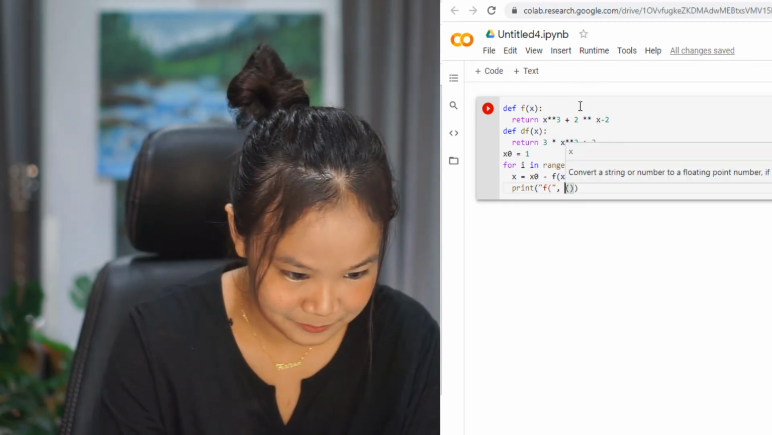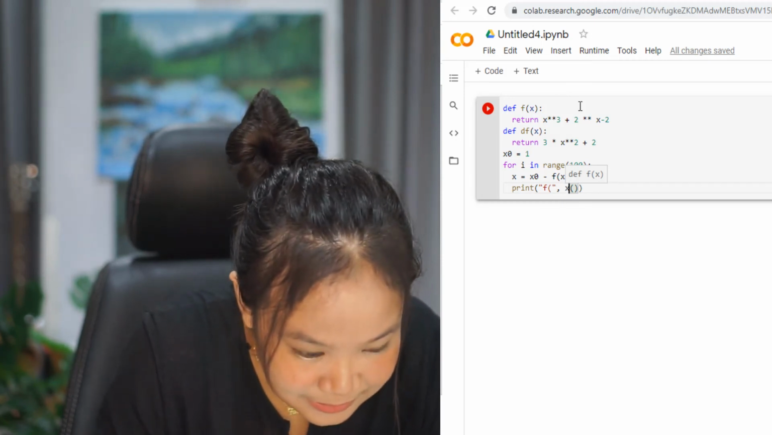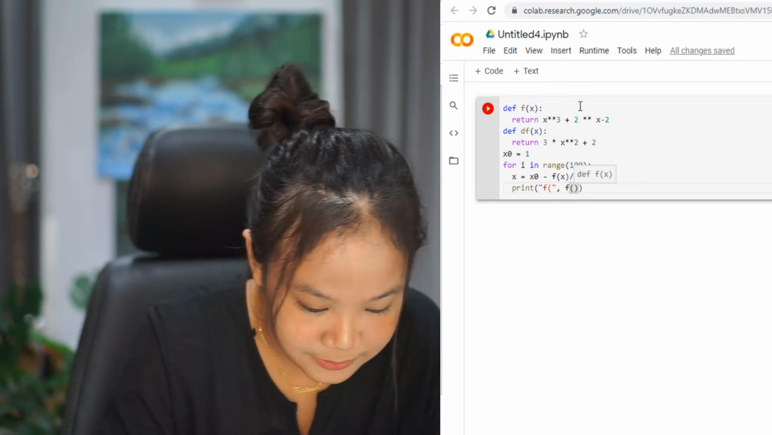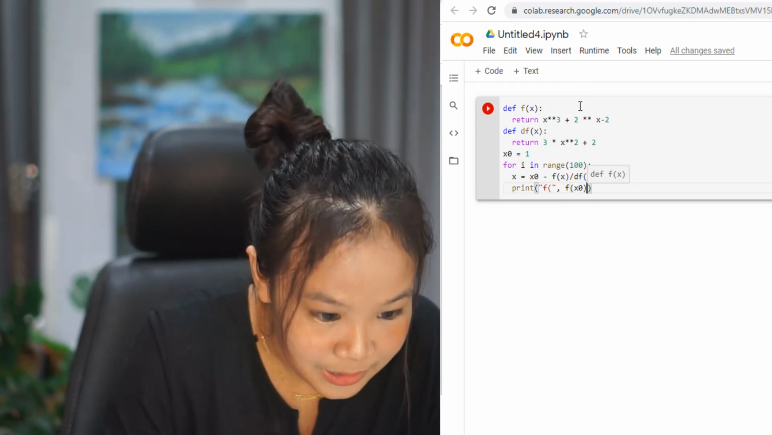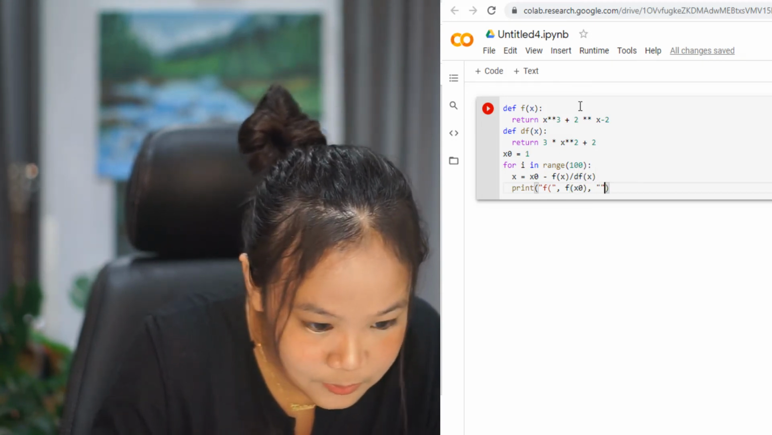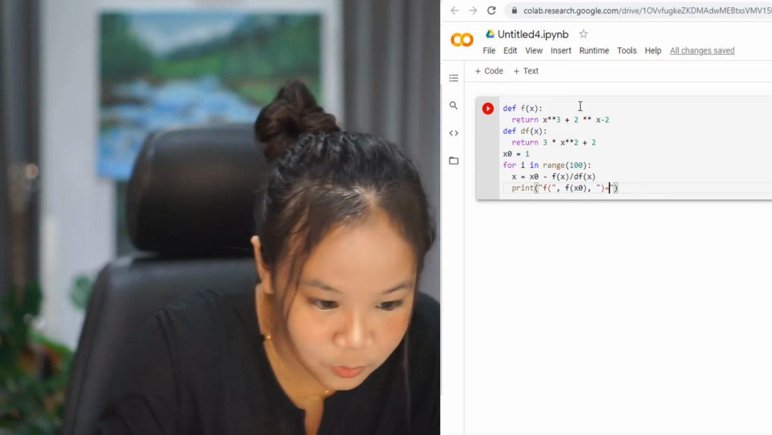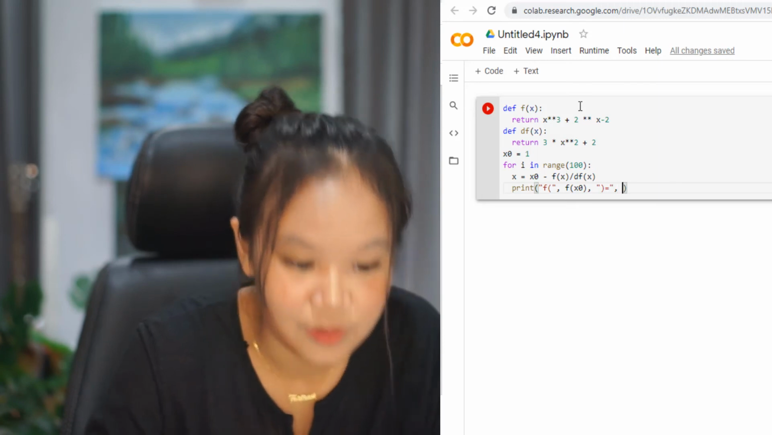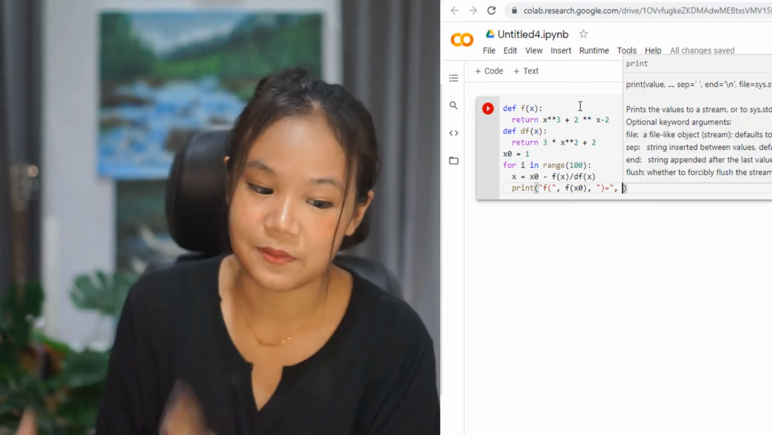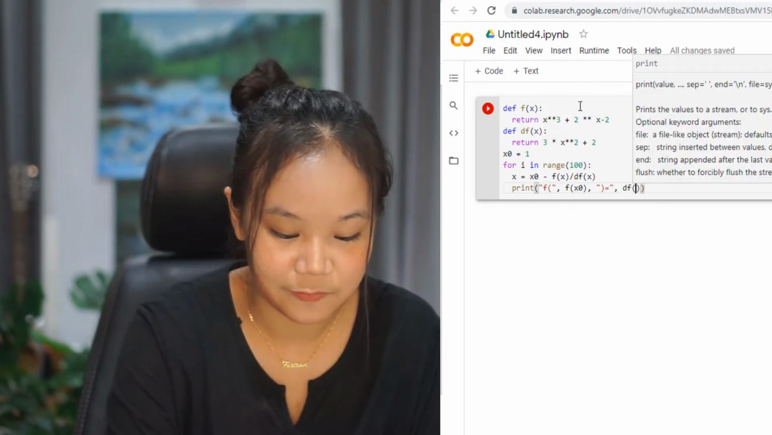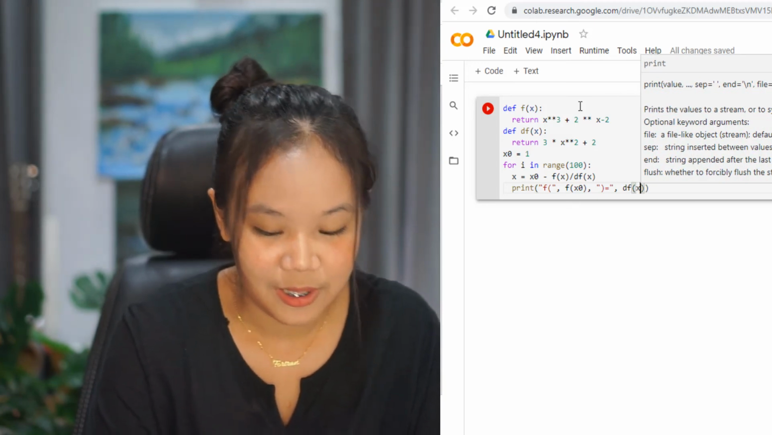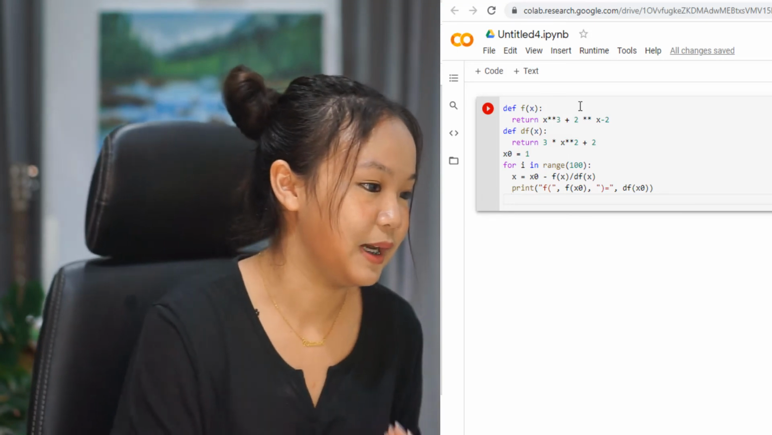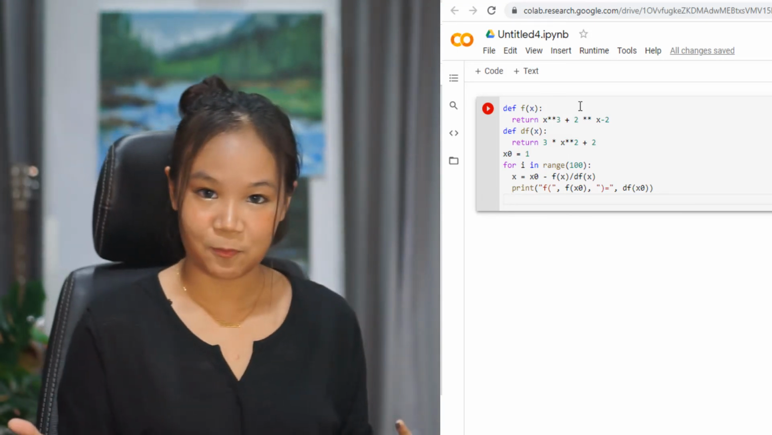So we need the function of x0. This means I'm just going to write function of x0. Then we also want that to be closed, and then a new function, which is our derivative of it. So write df of x0. There we go.